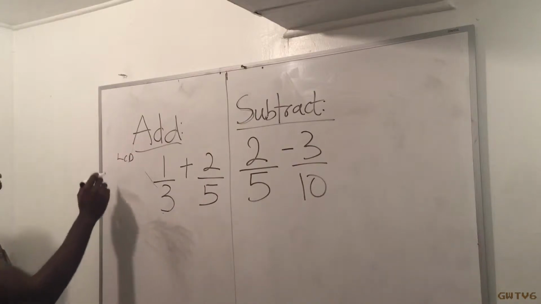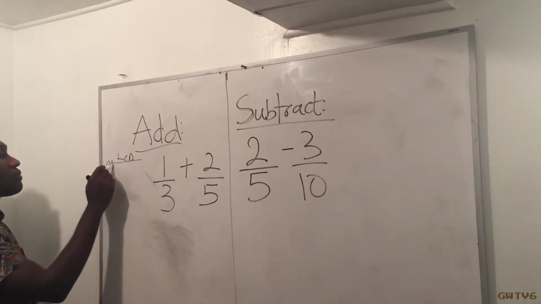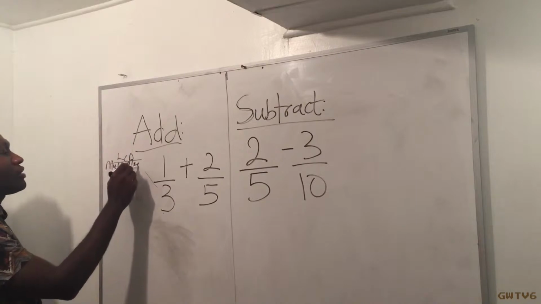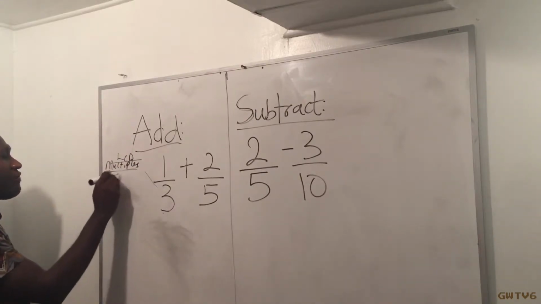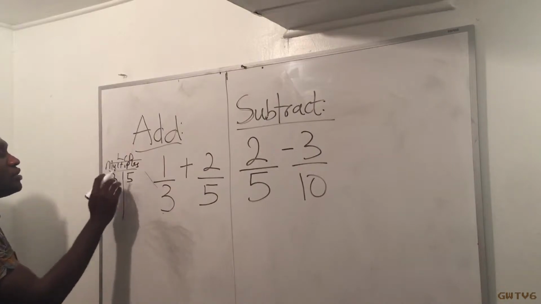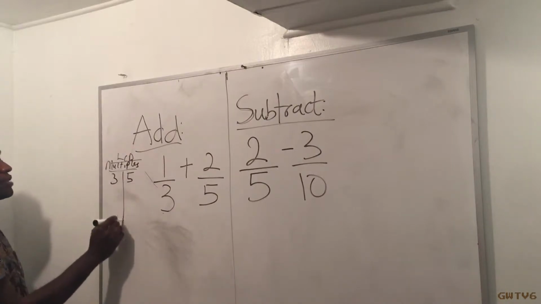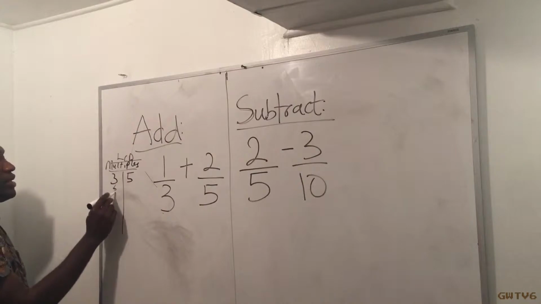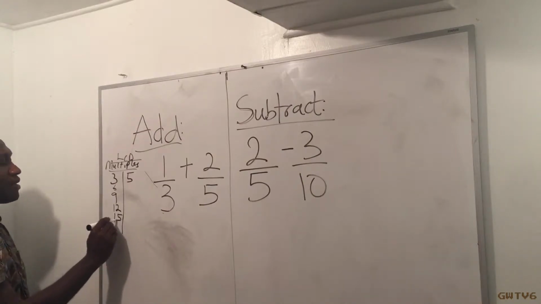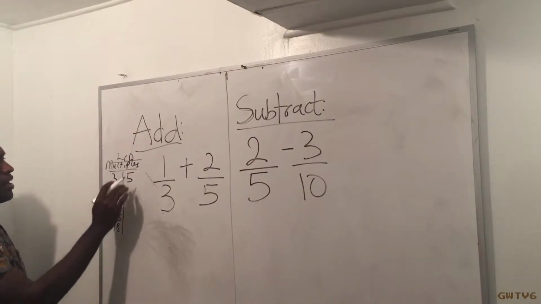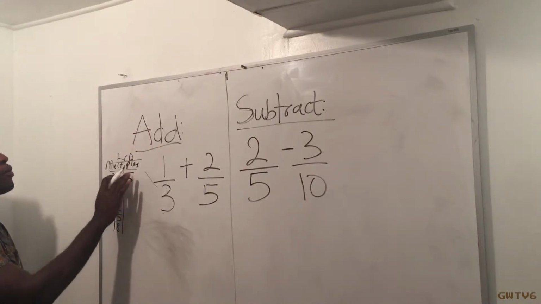And LCD means I have to find the multiples of those two, right? Okay, so let me do that quick. I know how to do that. Multiples of 3 and 5. Multiples mean you keep adding the same number. So 3 plus 3 is 6, plus 3 is 9, plus 3 is 12, plus 3 is 15, plus 3 is 18. And on this side with the 5, I'm going to do the same thing.